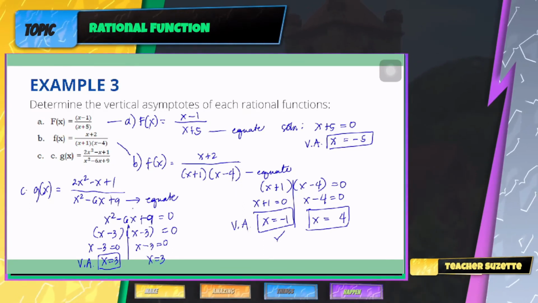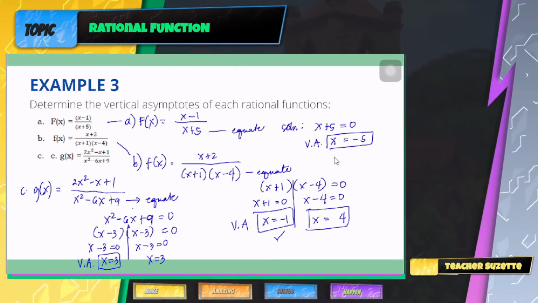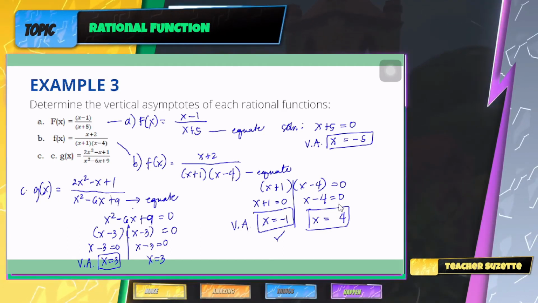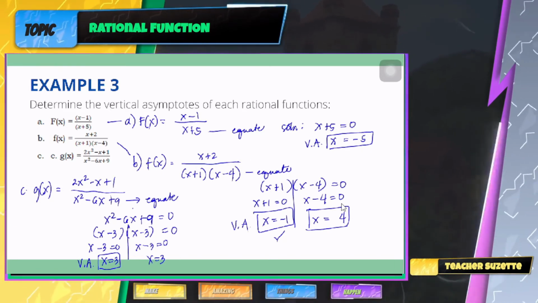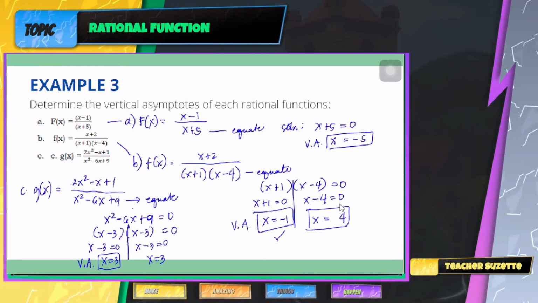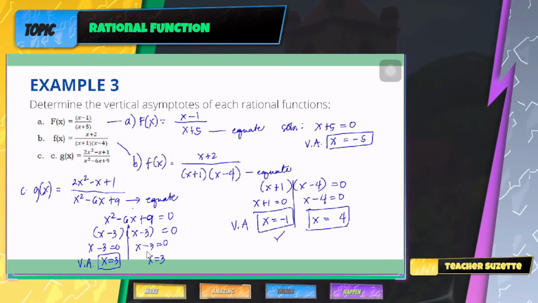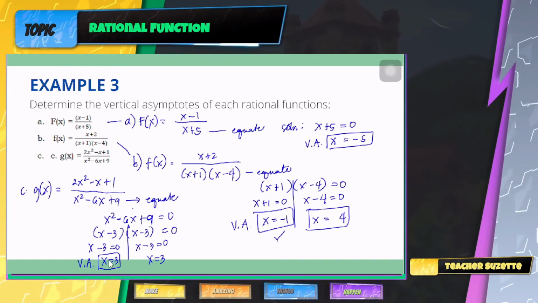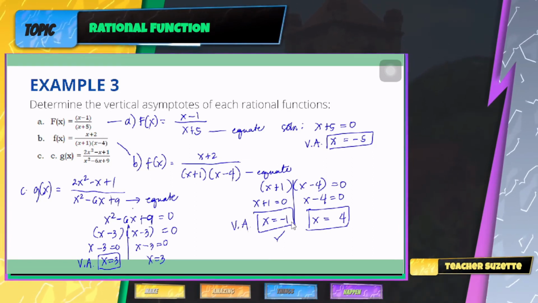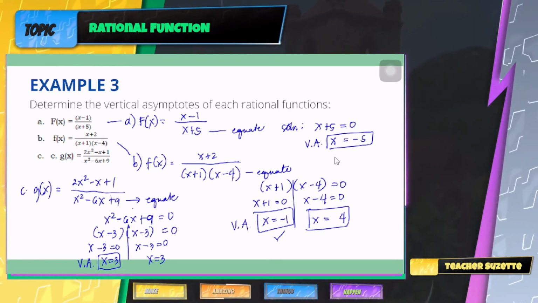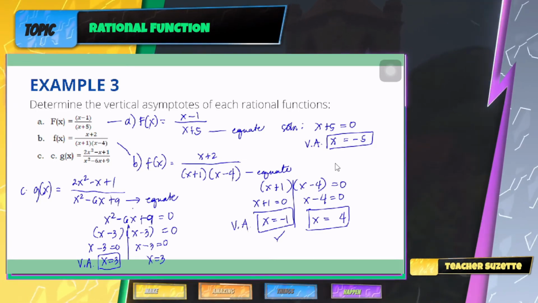Another thing that you have to take note is that these vertical asymptotes that you solved are the values of the zeros of the denominator, but not the numerator. Okay? So, ito ay nakuha mo kasi sa pag-equate mo ng denominator. So, most likely, for the denominators lang po siya. So, it does not imply that this is your x-intercept or the zero of your numerator.